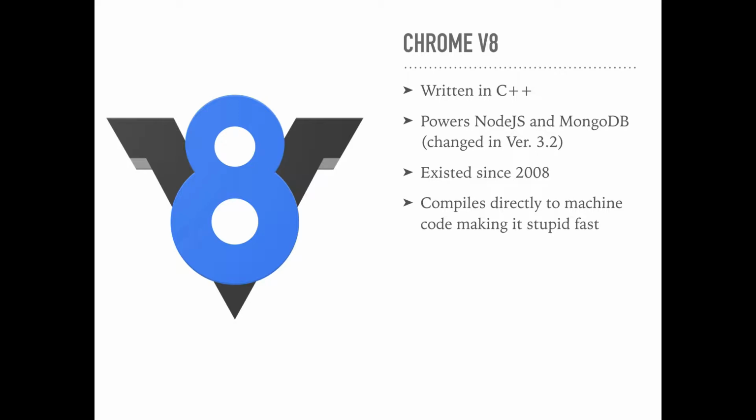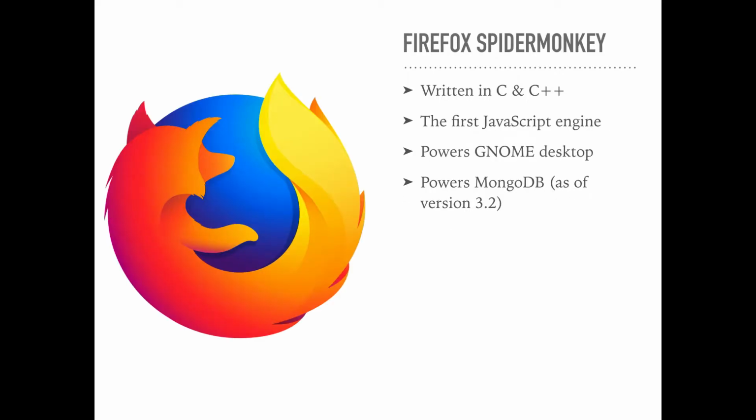V8 powers Node.js and MongoDB, or it did. It changed recently since version 3.2. MongoDB is now using SpiderMonkey, which is Mozilla's. It has existed since 2008 and, like I said, compiles directly to machine code, making it stupid, stupid fast. Firefox's SpiderMonkey, written in C and C++, was the first JavaScript engine that existed. It powers GNOME Desktop, which is a Linux distro flavor, and MongoDB as of version 3.2. How many of you have played with Mongo? Yeah, some of you, cool.